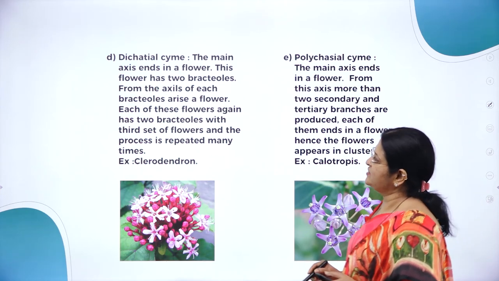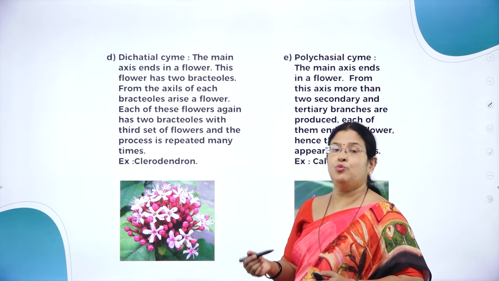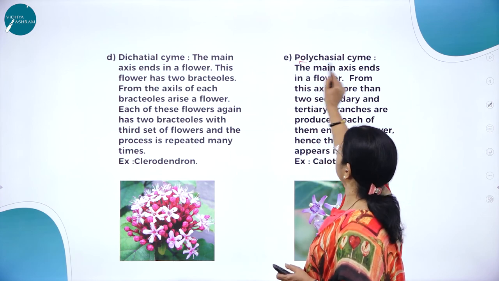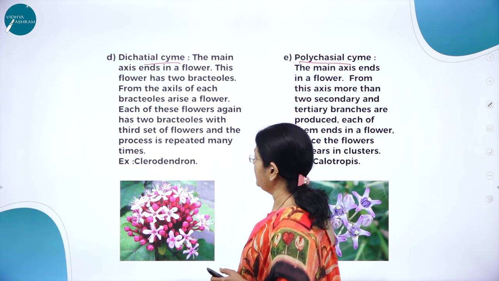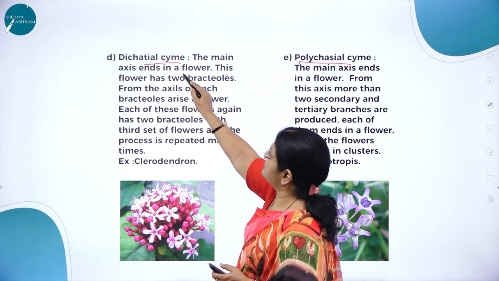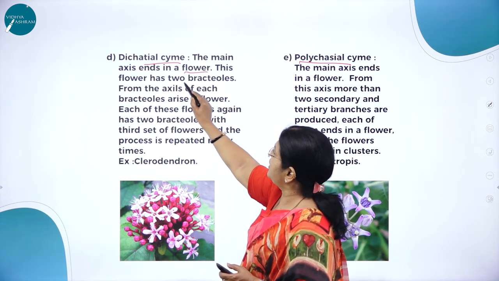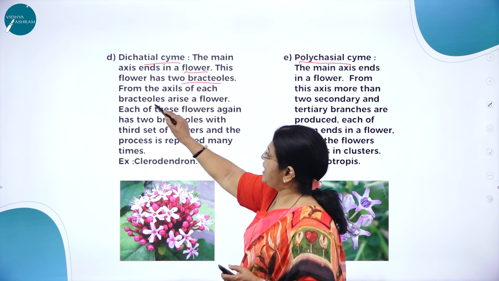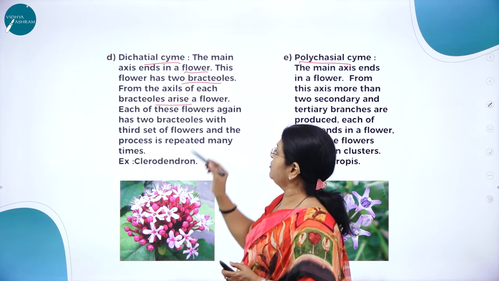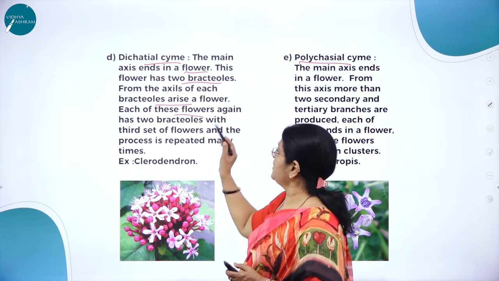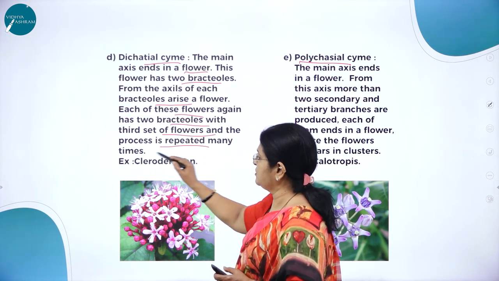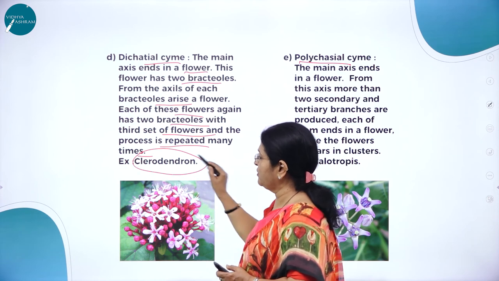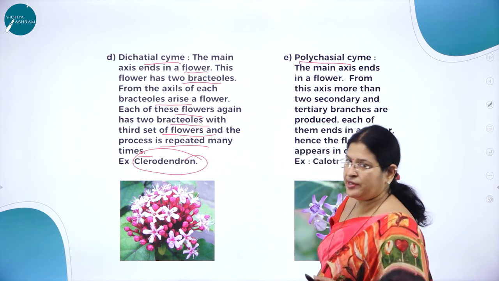Now, dichasial cyme. Di means what? Two. Mono means single. Then polychasial means many. Now, let us take the example of dichasial cyme. Here, the main axis ends in a flower. This flower has two bracteoles. From the axil of each bracteole arises a flower. Each of these flowers again has two bracteoles with a third set of flowers, and the process is repeated many times. So here you can see the example of clerodendron.